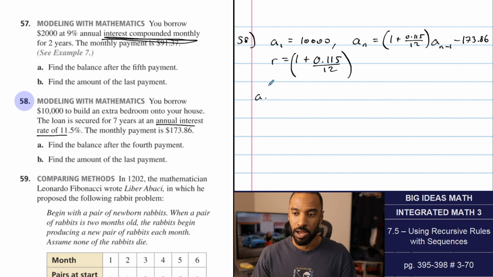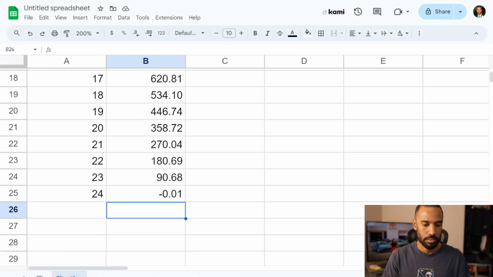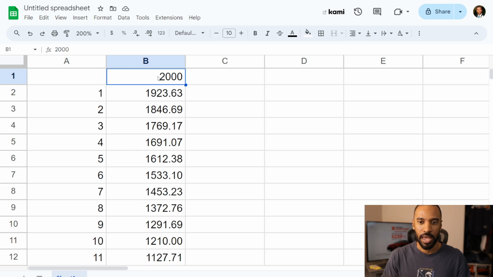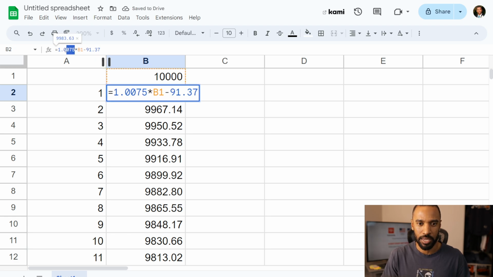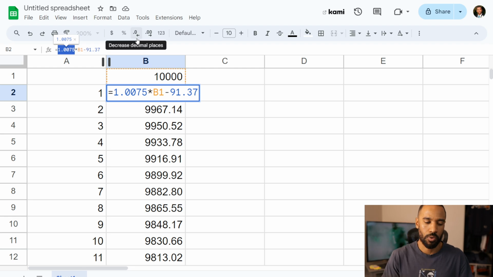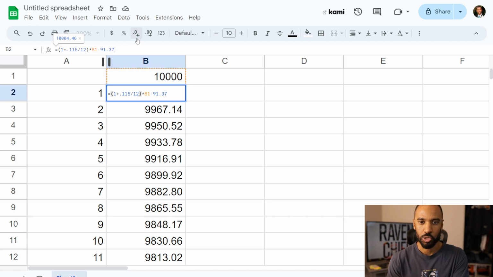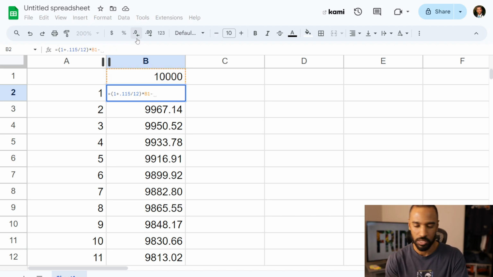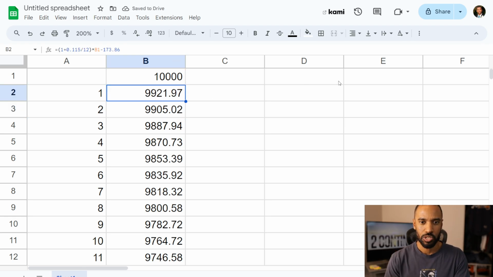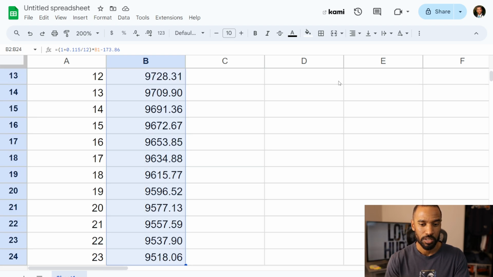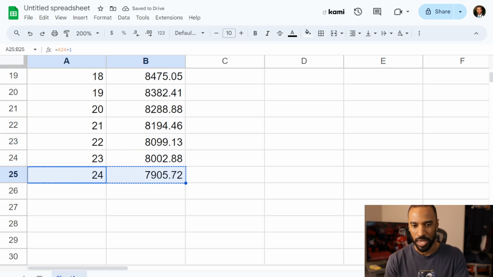So part A, it's going to be the same thing. Let's go to that Google Sheets thing we had before. I can't find my window, I just have the thing open. We're going to do 10,000 here. And then this is where we'll have 1 plus 0.115 over 12, times the 10,000, and then subtracting 173.86. Like that. And then these need to apply the same formula, and we need to do it for 7 years. Give me a sec. Let's copy and paste that all the way down to month 84.